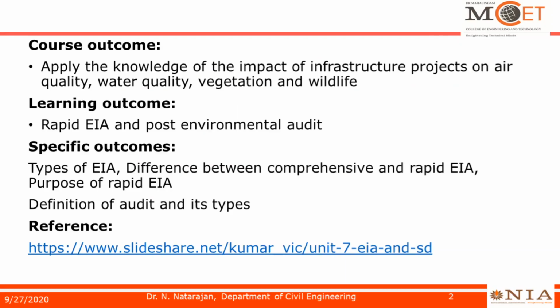Course outcome: apply the knowledge of the impact of infrastructure projects on air quality, water quality, vegetation and wildlife. Learning outcome: Rapid EIA and post-environmental audit. Specific outcomes: types of EIA, difference between comprehensive and rapid EIA, purpose of rapid EIA, definition of audit and various types of audits.